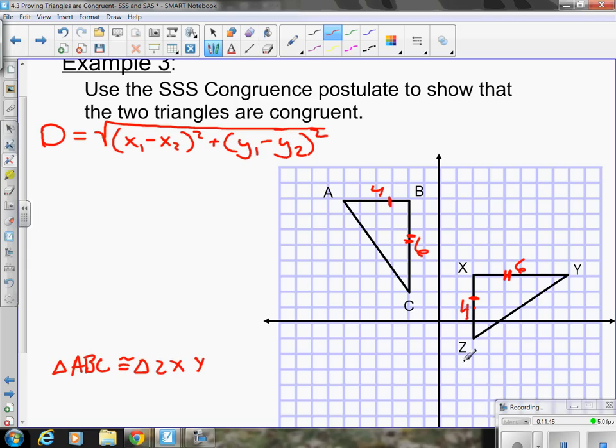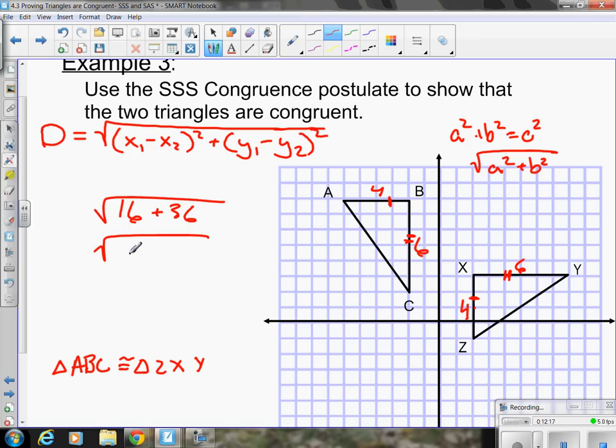AC congruent to ZY. And I would basically say, by the Pythagorean theorem, right, you can use the distance formula, but if you know these lengths, just use the Pythagorean theorem, a squared plus b squared equals c squared, right, or the square root of a squared plus b squared. So 4 squared plus 6 squared, 36 plus 16. We get 52. So that's the length of these sides.